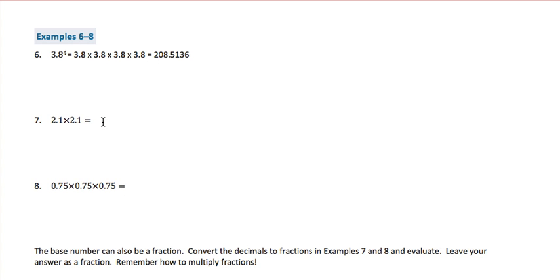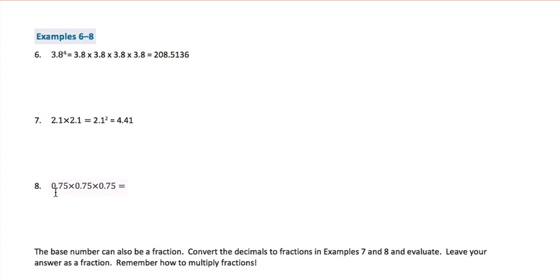In number 7, 2.1 times itself twice would be 2.1 to the 2nd power, which can also be read as 2.1 squared. Then, using a calculator, 2.1 squared is 4.41, or 4 and 41/100ths. Be careful when you are doing these, because there are some very common mistakes that we make sometimes, thinking that we know the answer without doing the work.